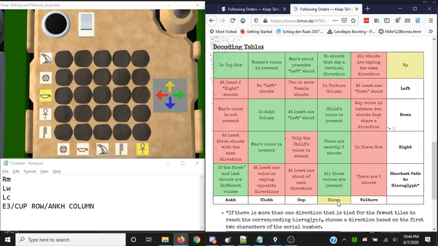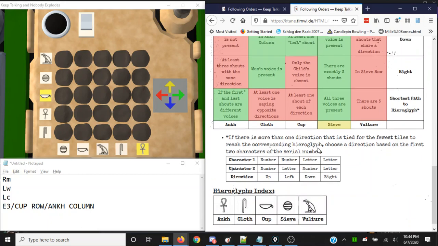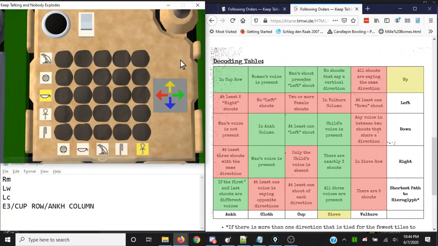What we get out of this is a row which has the most true conditions and a column that has the most true conditions. This gives us a direction up, and a hieroglyph to stop at, sieve, that circle of the lines here. We make that move. In a straight line, of course, it's only one step in this case. And we're safe.